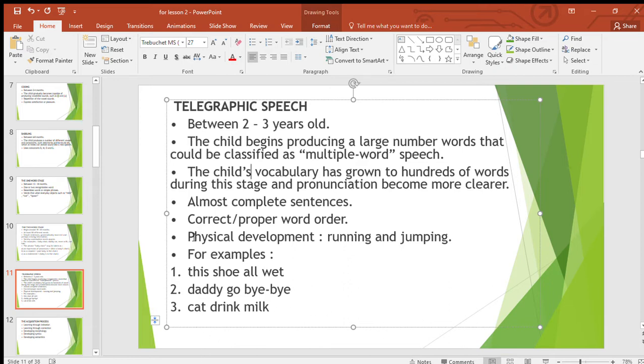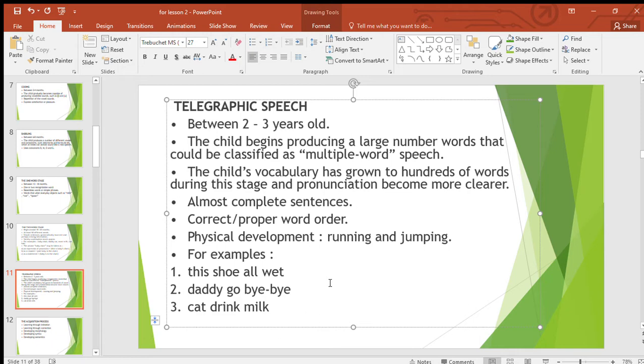So of course, during this stage, they also develop physically. Usually, they're able to run and jump, but we're focusing on the speech. Because they're able to have physical movements now, they have learned to speak, but also to move. They can join or fuse this with their actions.